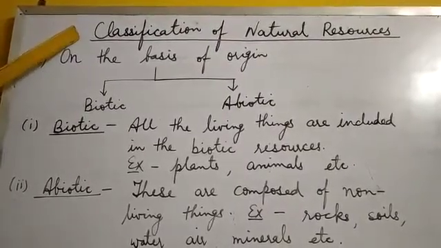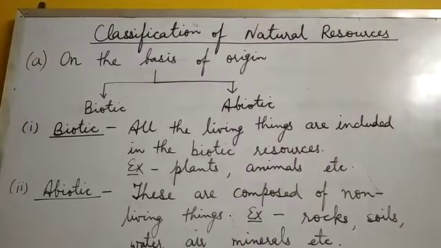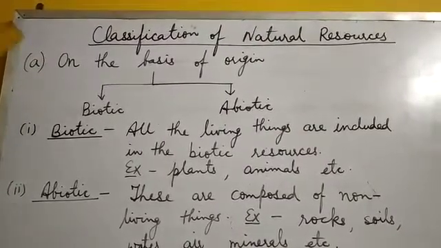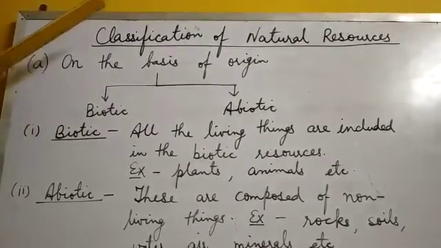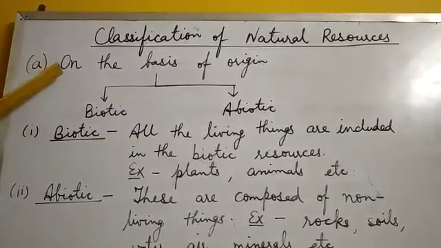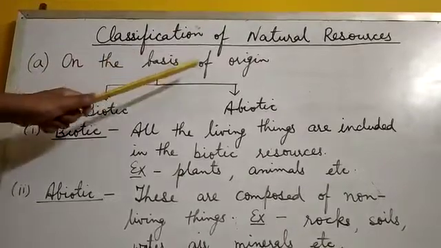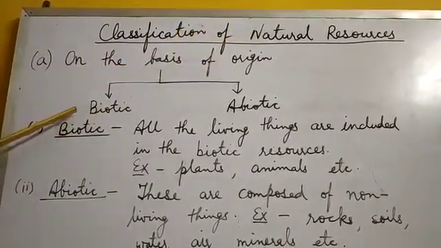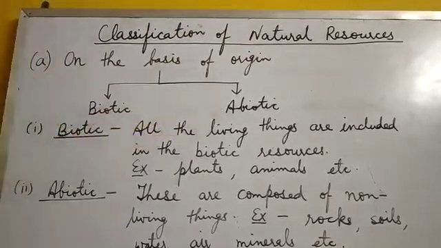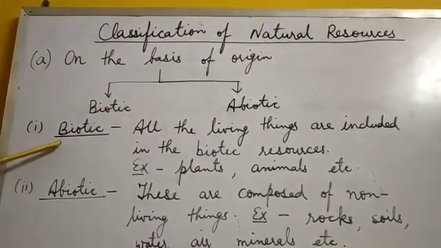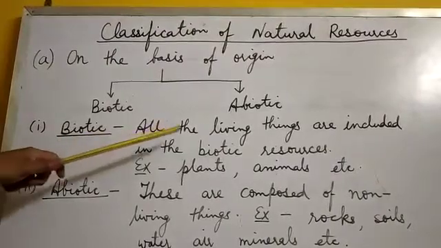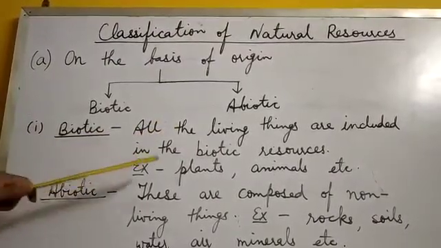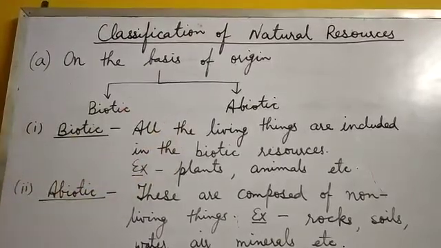Classification of natural resources. Natural resources can be classified, and there can be various bases of their classification. The first basis is on the basis of origin. Natural resources can be of two types: biotic resources and abiotic resources. Biotic resources include all the living things, for example, plants, animals, etc.